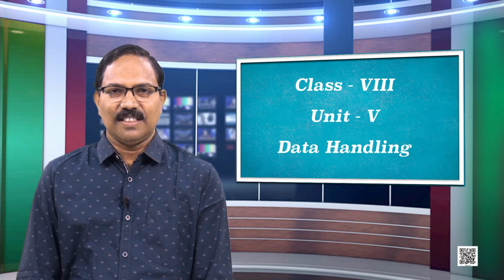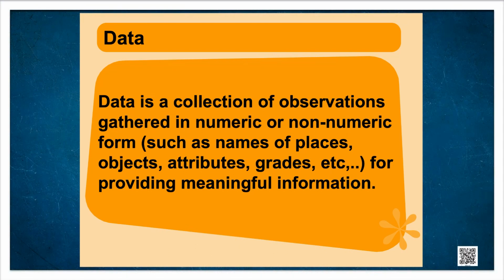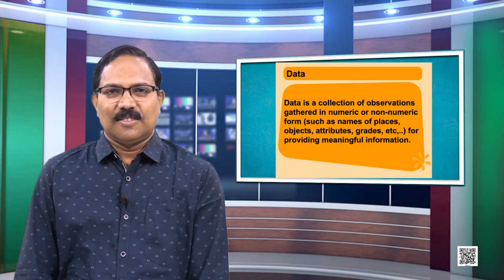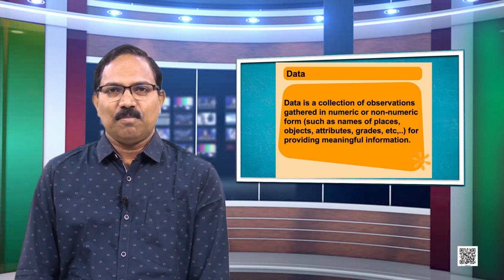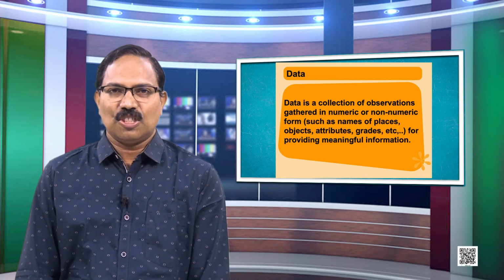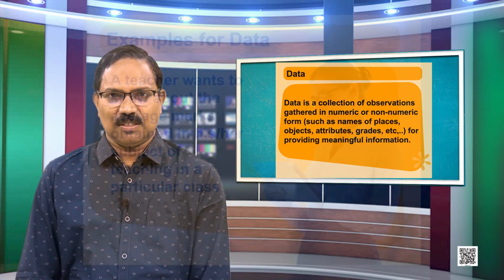So, how do you define the data? Data is a collection of observations gathered in numeric or non-numeric form, such as names of places or names of the objects or any of such kind, for providing meaningful information. Generally, data is collected by an individual or an organization or an institution for a particular purpose.